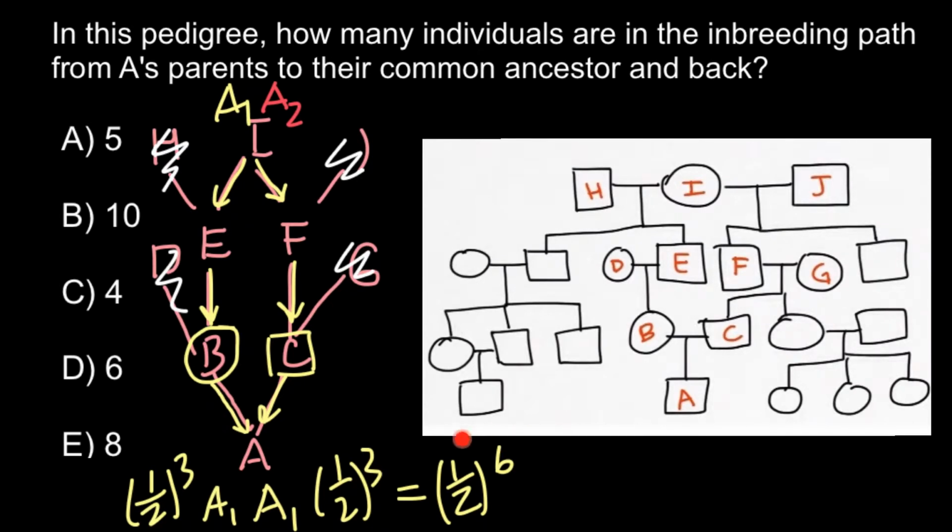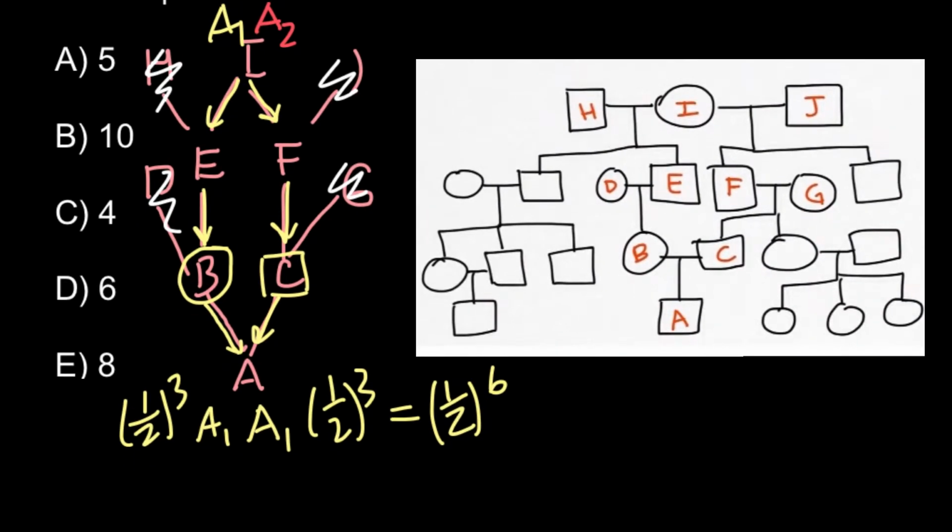But this is not going to be the inbreeding coefficient, because individual A also can be homozygous by descent for the A2 allele. So we also have to include this probability in our calculations. So let's do it. The probability that individual A would be homozygous for the A2 allele would equal 1/2 here, 1/2 here, and 1/2 here.